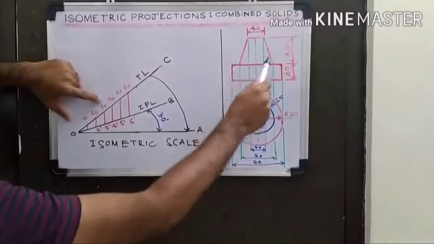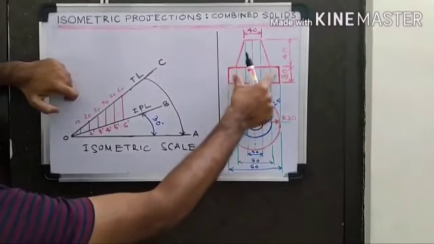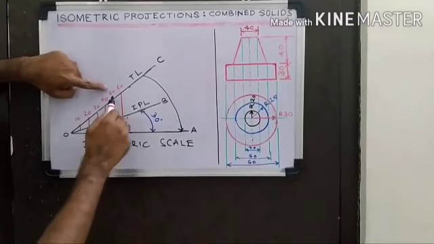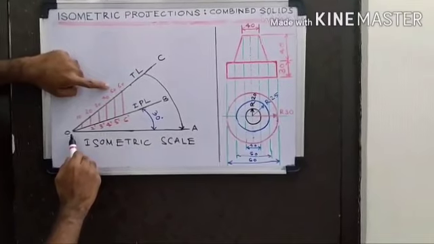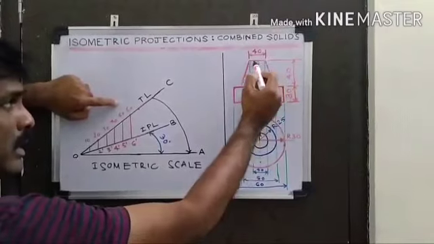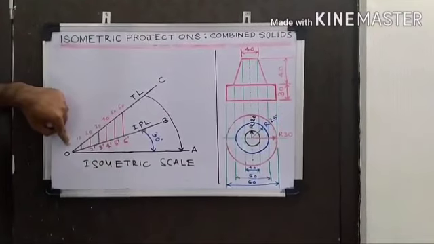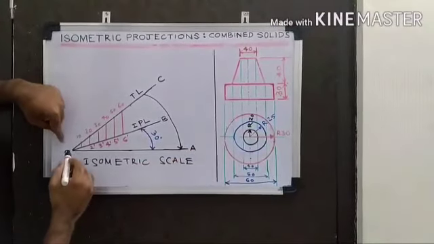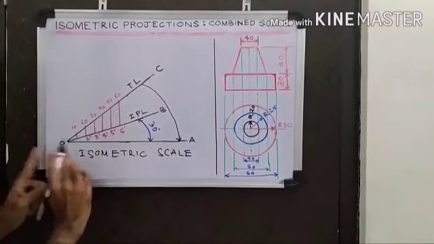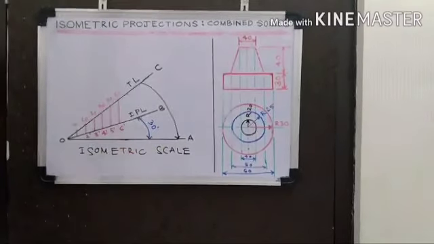Going for frustum of a cone, its base is how much? This base represents, you can see, 50 mm. So 0 to 50, isometric projection length 0 to 5 dash. Isometric top portion 40, 0 to 40, 0 to 4 dash. Height is 40. So 0 to 40, 0 to 4 dash. You have to measure the lengths from the OB line, which is regarding isometric projection.